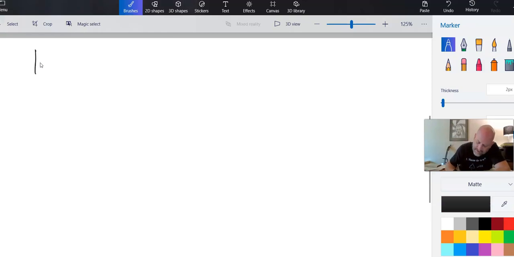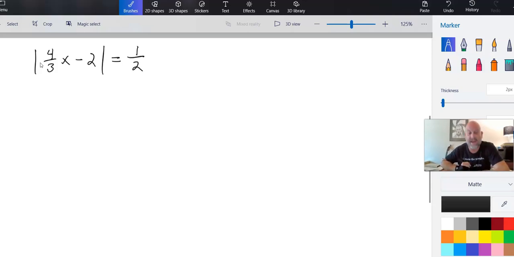So let's say I have the absolute value of 4/3 x minus 2 is equal to 1/2. Now, let's see what you can do with this one. Again, all the rules are the same. You still split the absolute value the same way, and then you just use your knowledge of solving equations that don't have absolute values to finish up the two equations. So go ahead and pause here and see what you can do.